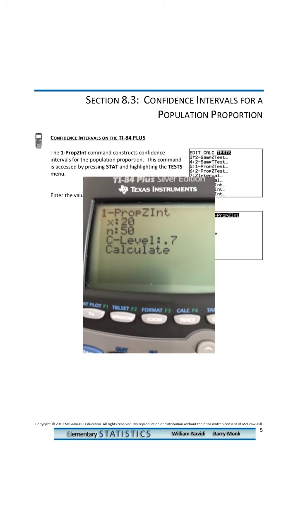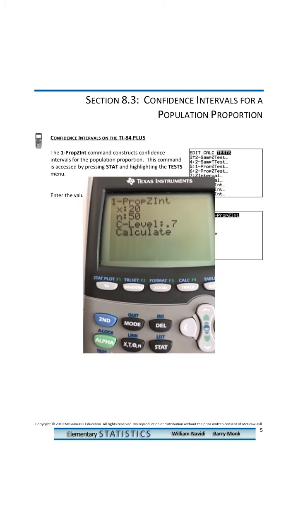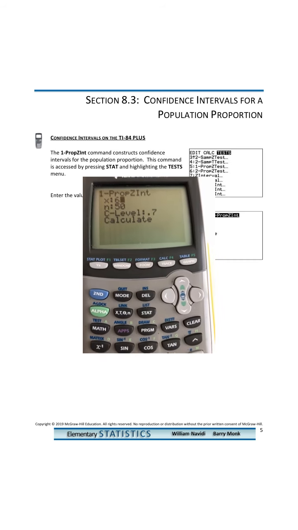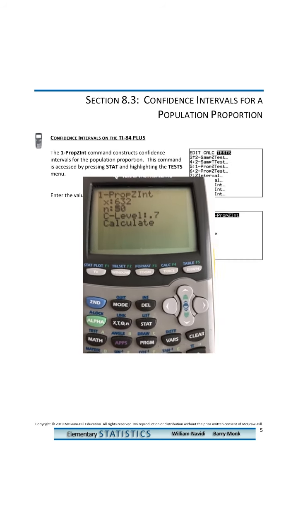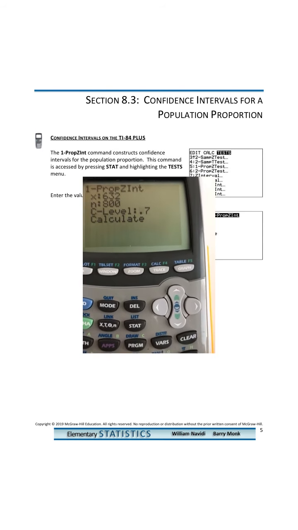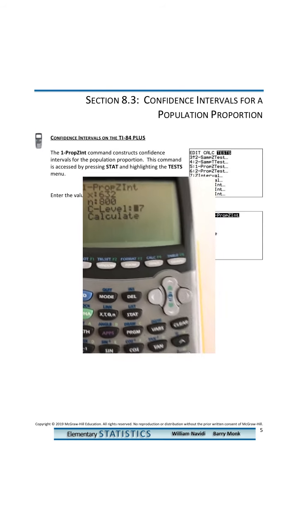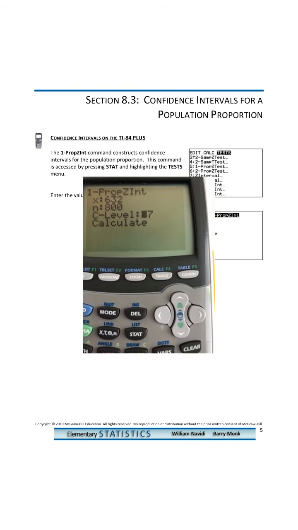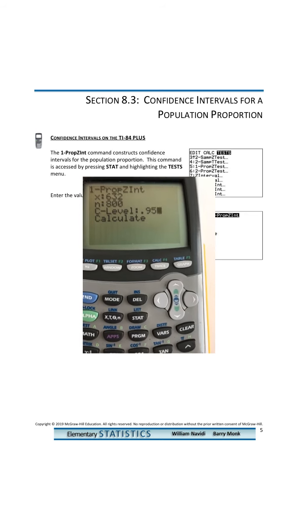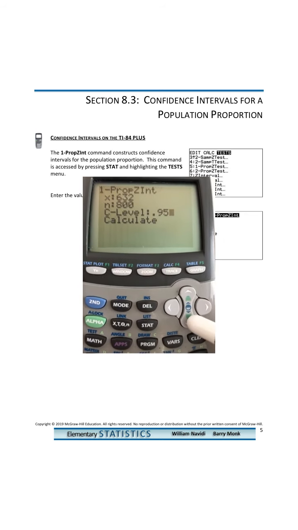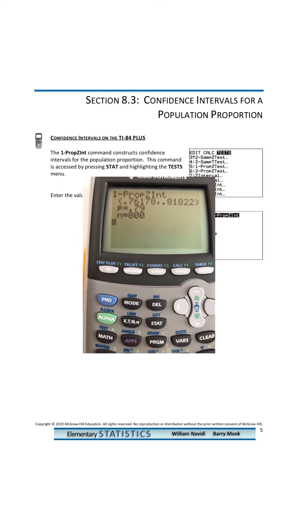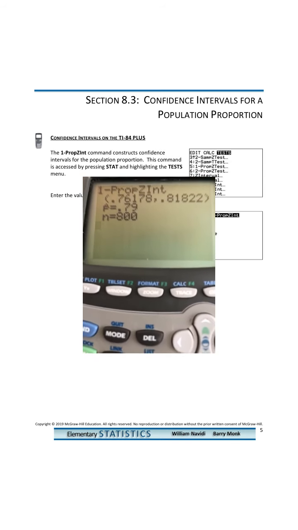Then we need to enter X and N. X is 632. N is 800. We need a 95% confidence interval, so C-level is 0.95. Then select Calculate and enter. You can see the interval.